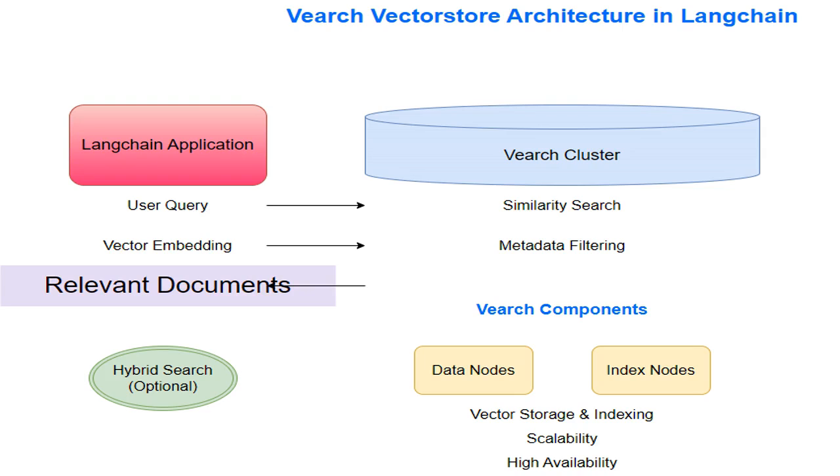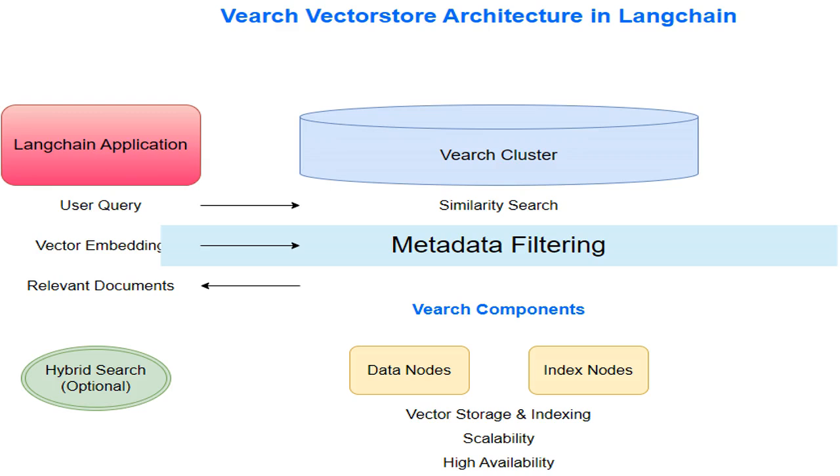These are the documents retrieved by Vearch that are most similar to the query vector, often refined by metadata filtering for greater accuracy. Metadata filtering allows you to narrow down search results based on specific attributes associated with the vectors. It's like adding filters on an e-commerce site to find exactly what you're looking for. For example, filtering by date, author, or category.